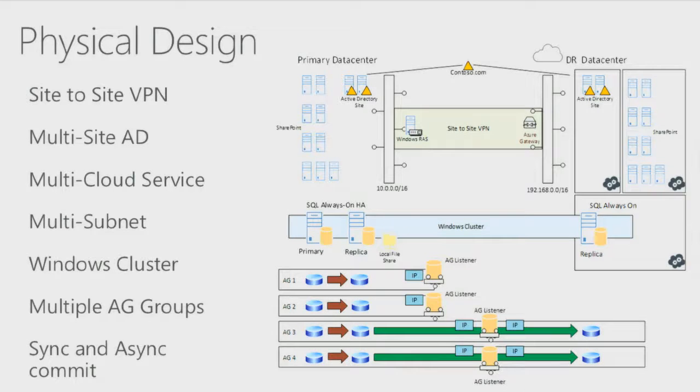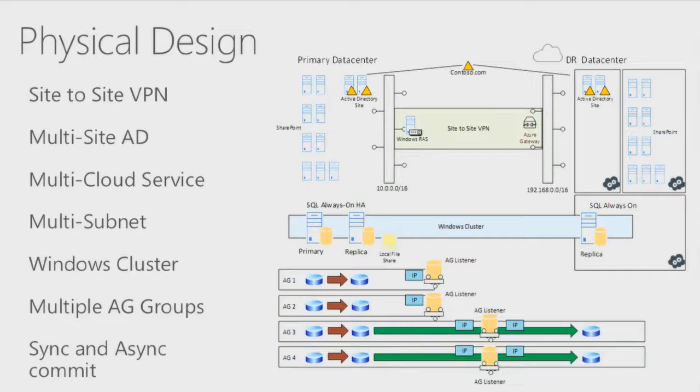Once you have directory services in place, now you have to think about your cloud services design. What you want to do is have a dedicated cloud service for your SQL servers, a cloud service for your SharePoint services, and then finally a cloud service for Active Directory. Once you've created that, you're going to go ahead and deploy that infrastructure.